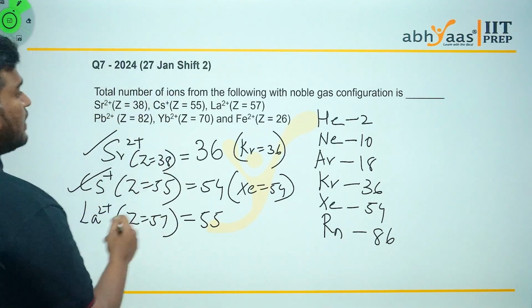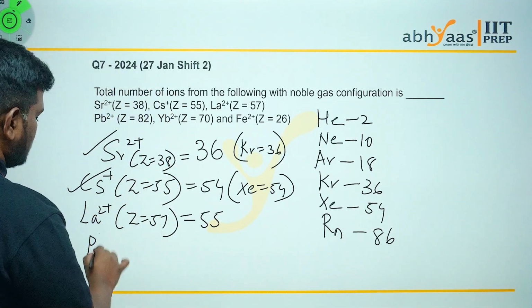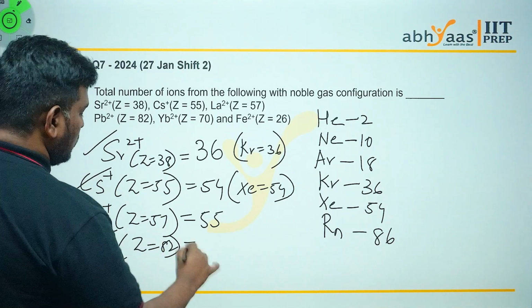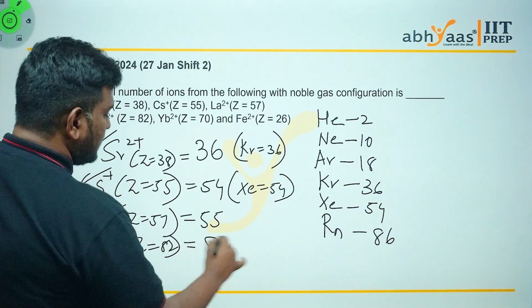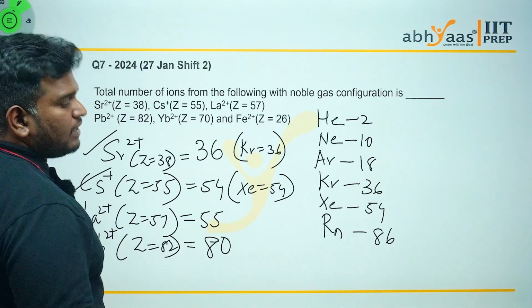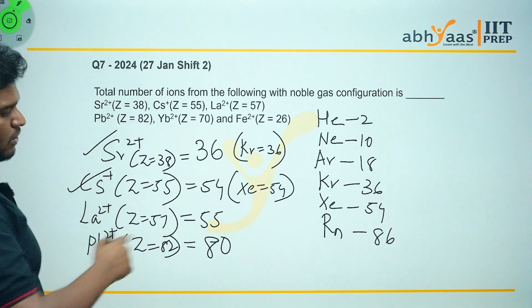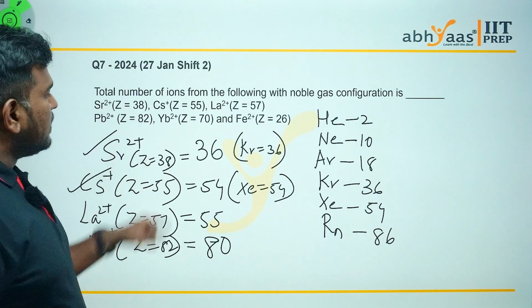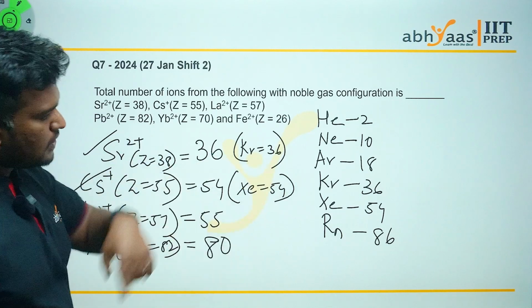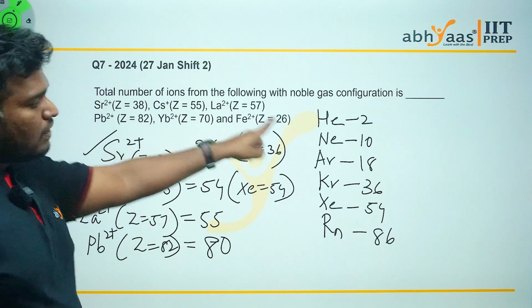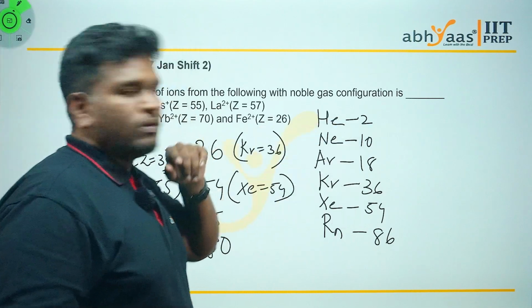No. Then we have Pb2+. For Pb2+, Z is equal to 82, so it will become 80. We don't have any noble gas with 80 electrons. Then Yb2+, I am not writing it, you know that Yb2+ will be 68. Do we have 68? No. Fe2+, 26, that means 2 electrons lost, 24. We don't have 24 also.